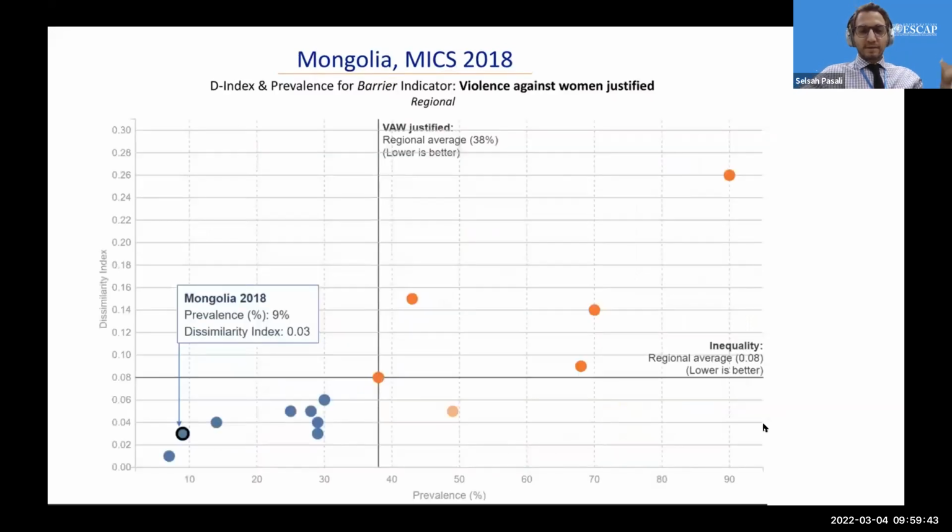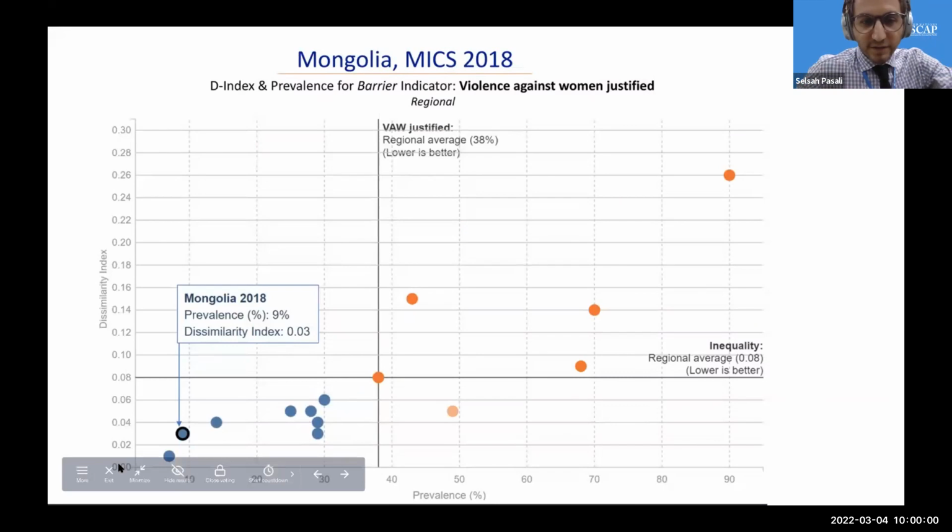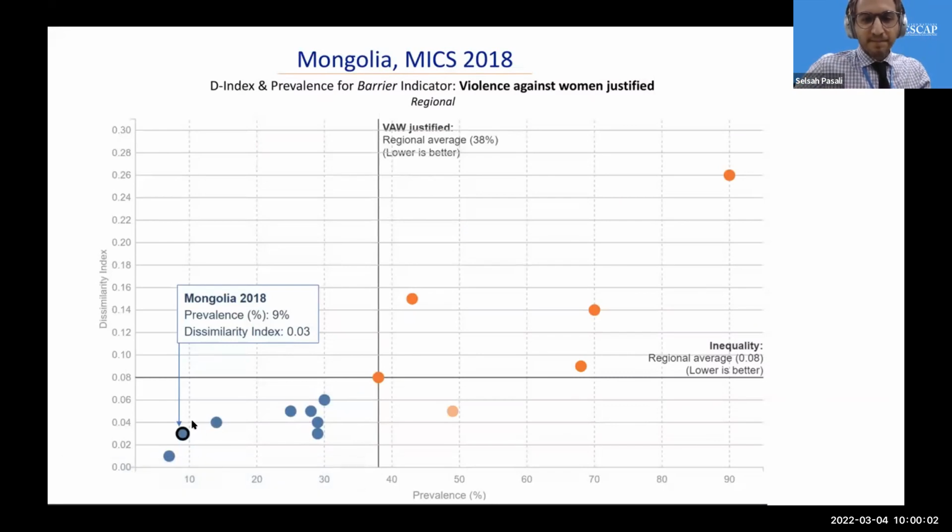Again, we're taking two components together into a scatter plot. Our usual result appears, but this time again the ideal cases are in the bottom left quadrant. And here we see Mongolia encircled in black, along with Thailand and Kazakhstan.